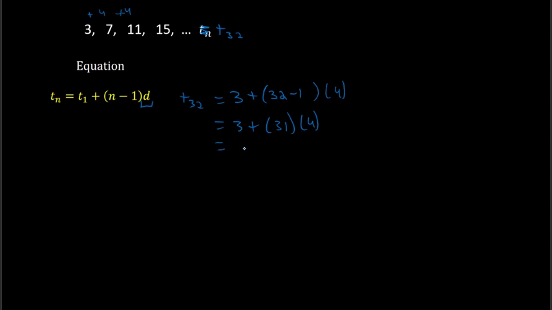So order of operations, we multiply first. 31 times 4 is 124. Add that with 3, we get 127. So the 32nd term is 127.